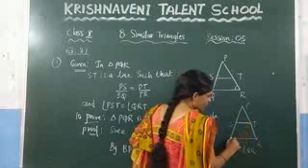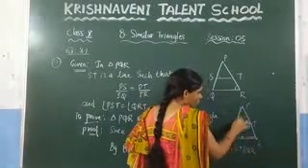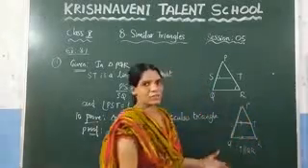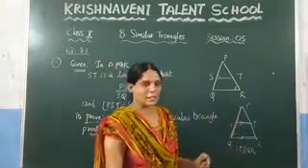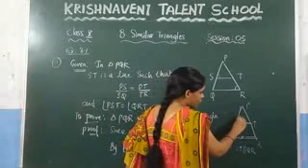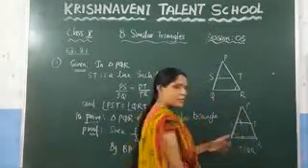If this line and this line are parallel, what do we call this one? We call this one a transversal, right? And you know that in a transversal the corresponding angles are equal. So what is the corresponding angle here? This angle and this angle are the corresponding angles.